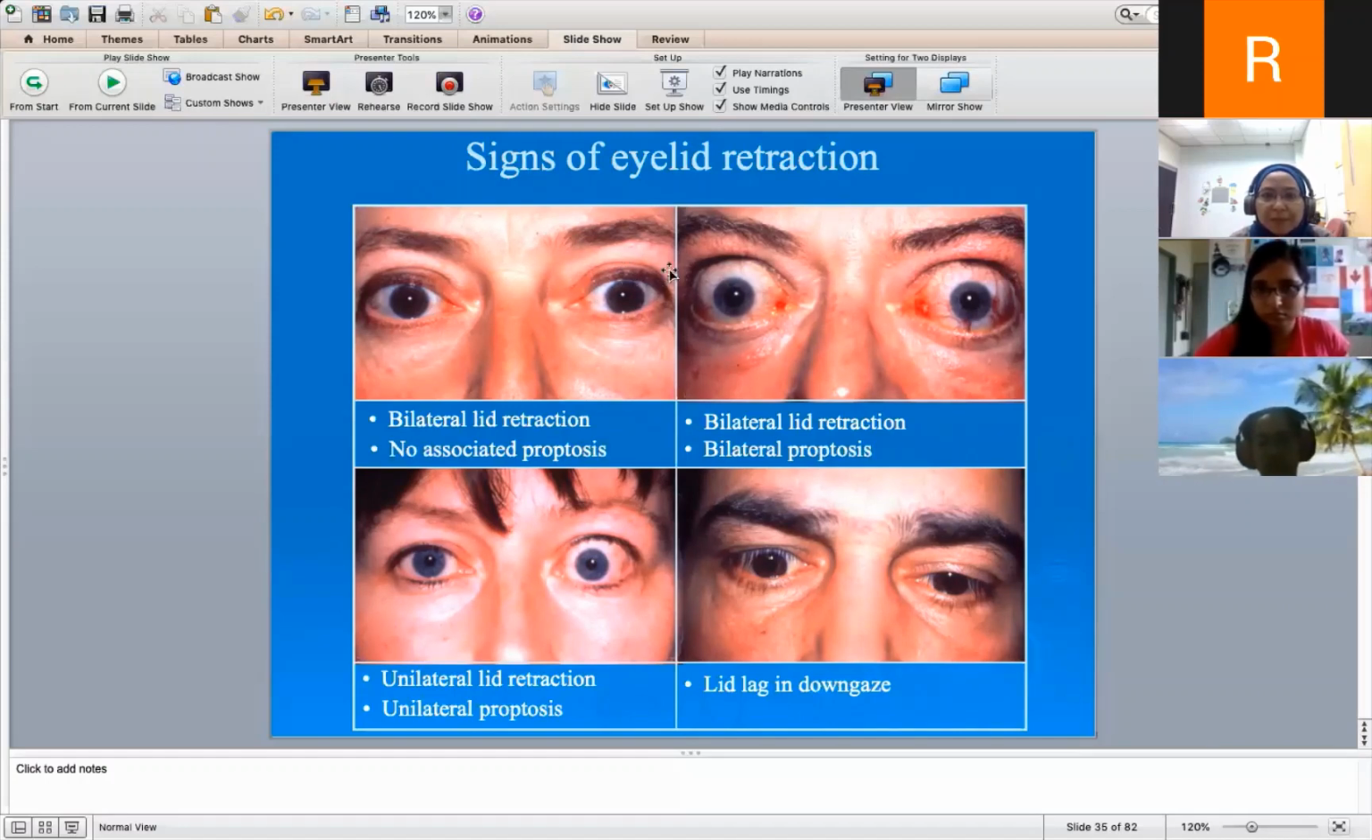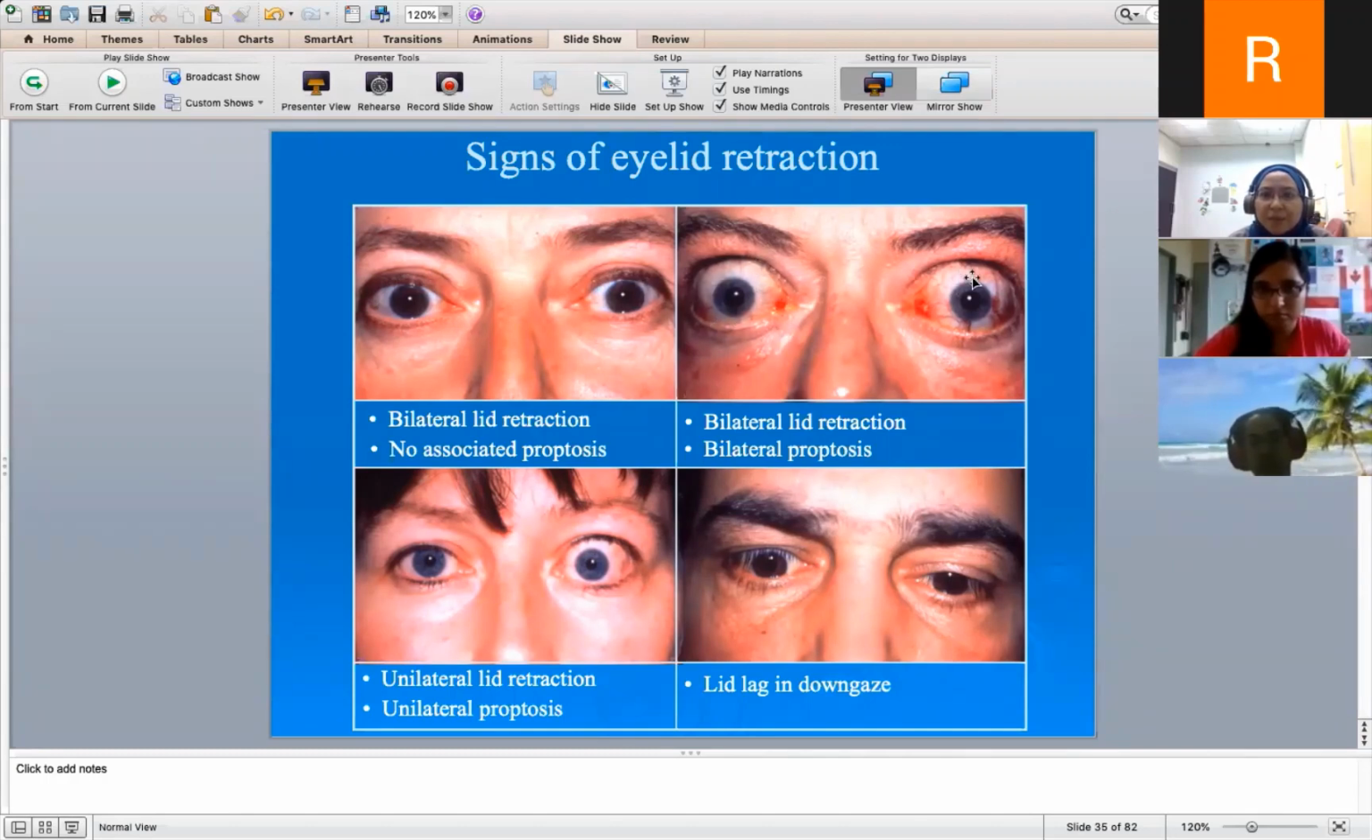So there's a bit of lid retraction, as well as this one, nampak? Usually it should cover a lot more, but this one touches the superior part of the edge of your cornea. So this has to be thyroid eye disease until proven otherwise. Okay? Sama yang ni. So you get scleral show.